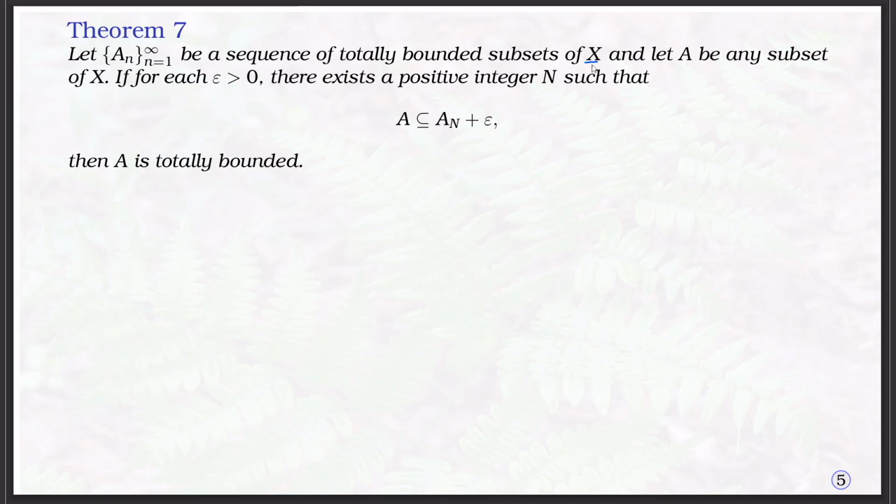All the A_n's are subsets of X as well as totally bounded. Let A be any subset of X, and the A_n's are totally bounded subsets of X. For each epsilon greater than 0, there exists a positive integer n such that A is a subset of the dilation of A_n plus epsilon. Then if this is true, A is a totally bounded set.